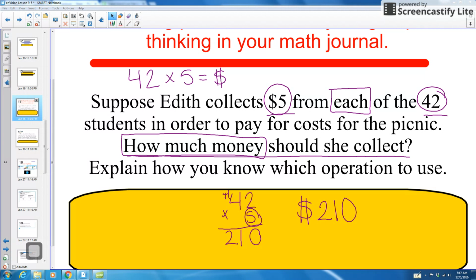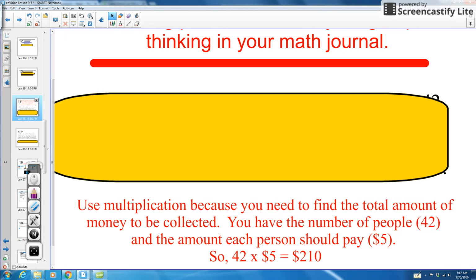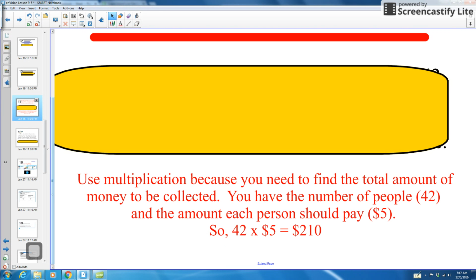All right, so let me clear my screen. How did we know which operation to use is the question. And if I move my big yellow block here, it says, because you use multiplication to find the total amount of money to be collected. You have the number of people, which was 42, and we had the amount each person should pay, which was 5. So 42 times 5 equaled $210.